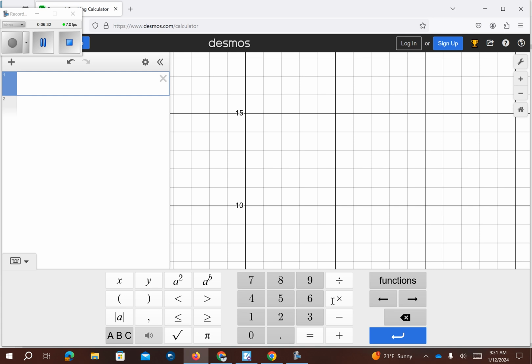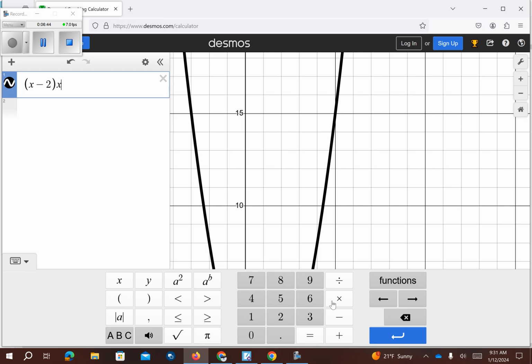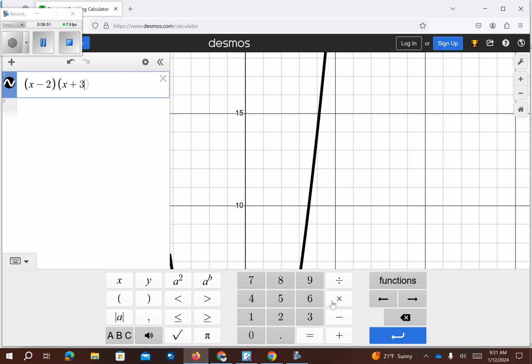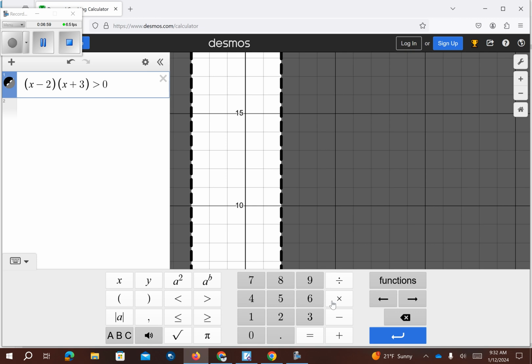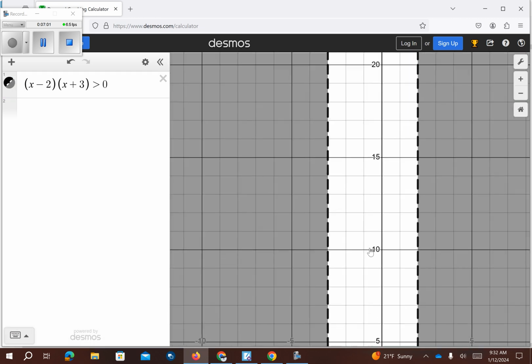All right, I get to number 13, agree? So I have the quantity x minus 2, and then I have x plus 3. Oops. Go back, put it in a parenthesis, move forward, plus 3, close parentheses. And then the nice thing is, Desmos has the inequalities right here, so we can just type it directly in, and lo and behold, it does some neat stuff for us.